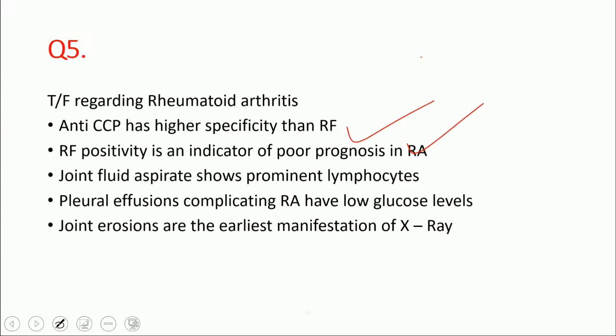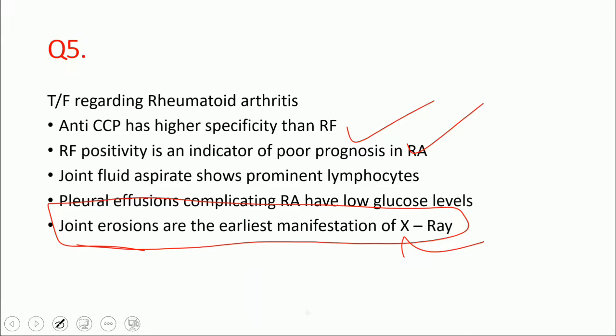Here I have asked about joint erosion. The statement is not complete. Joint erosions are the earliest manifestations in the X-rays. Before joint erosions, you get a slight widening of the joints. That is the first thing that you see on X-ray, right? Not the erosions itself, right? You get a slight widening of the joint space first, and then you get a bit of sclerosis around the joint space. Those are the two earliest manifestations. After that come the erosions, right?